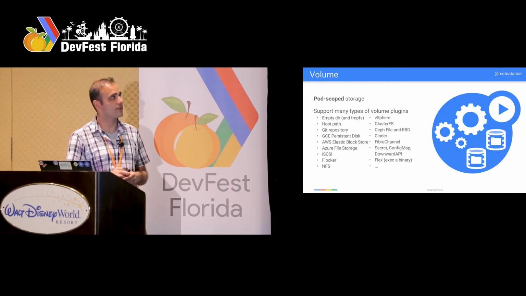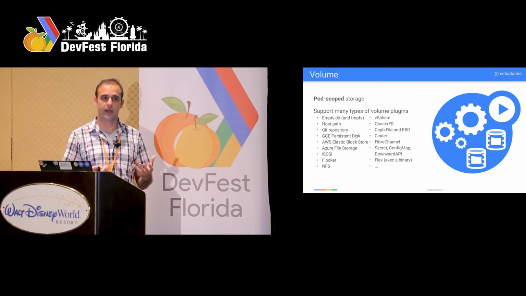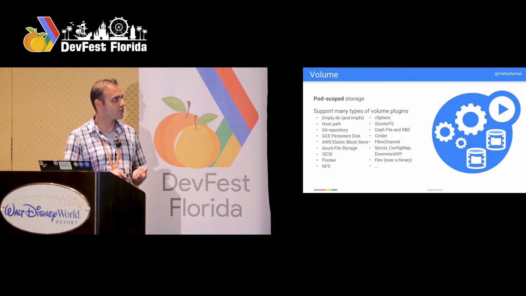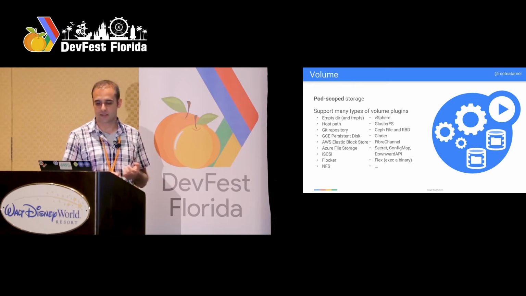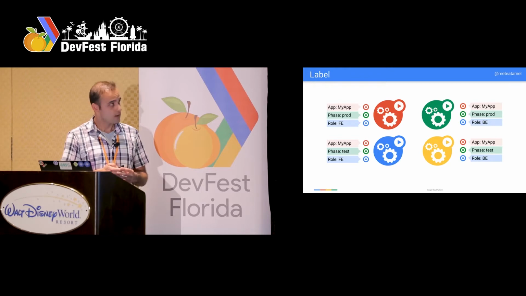And as I mentioned, volume is pod scope storage. So it's a way to have some kind of state in your pods, and they can attach to many different things. So they can attach to Google Cloud Persistent Disks or AWS Elastic Block Store or Azure File Storage or a bunch of other things. So it's basically a way to get some kind of state in your pods.